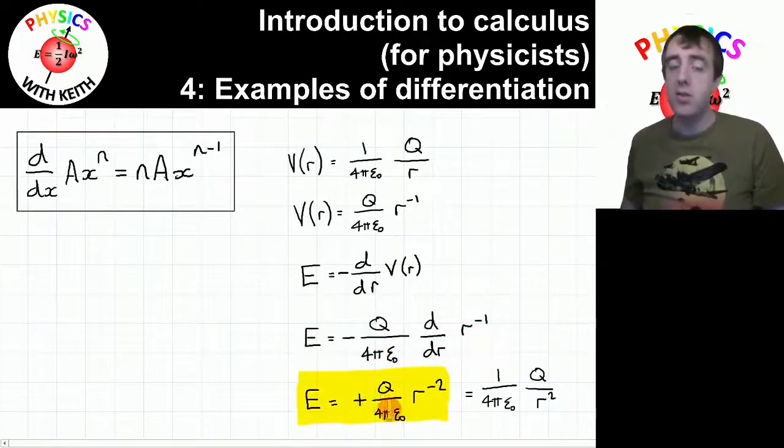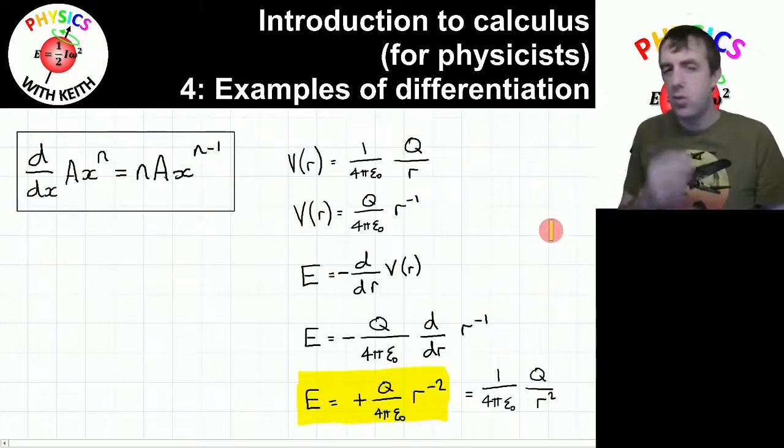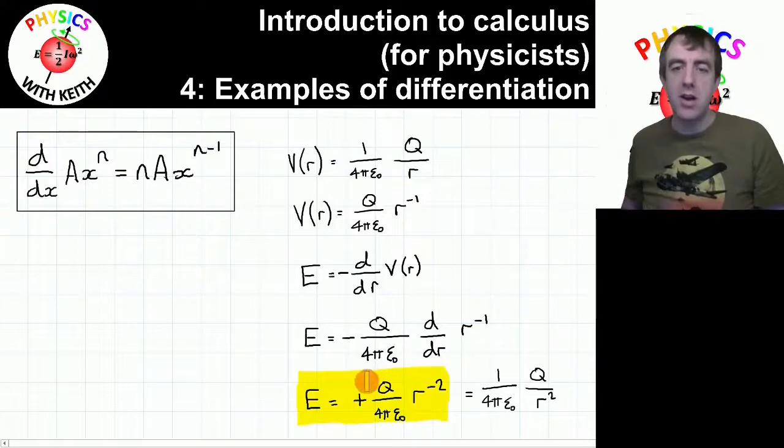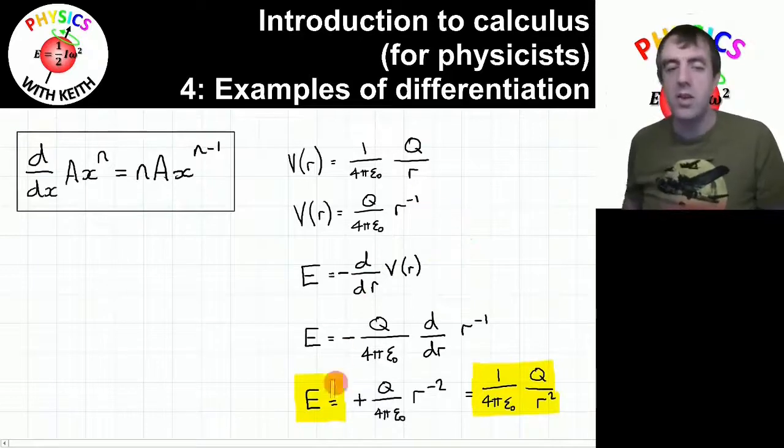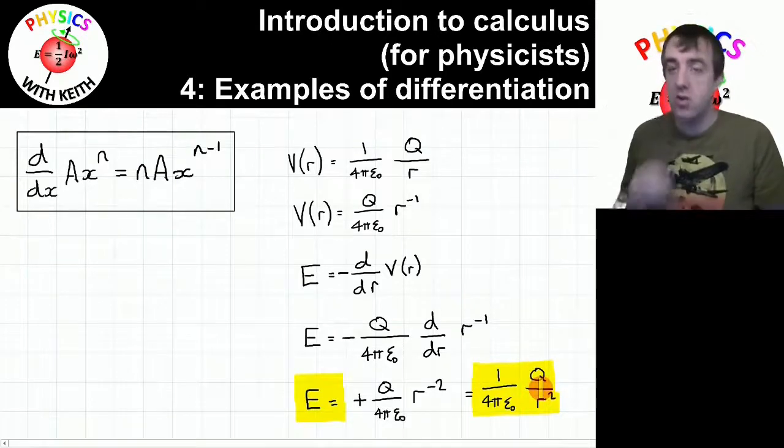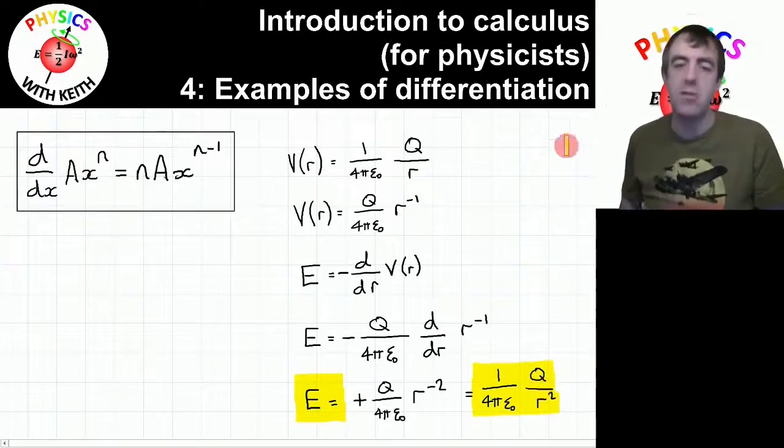So this is our expression for the electric field strength at a distance r from the charge q. Usually we wouldn't write it like this. We might tidy it up a little bit. So our electric field strength might look like this, but it's the same thing. And you can see that the electric field strength varies as the inverse square of the distance between the charge and the point where you're measuring that field strength.